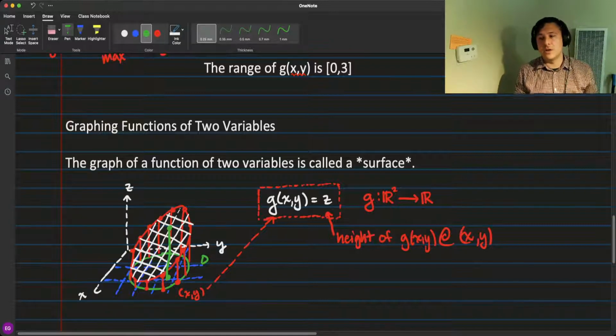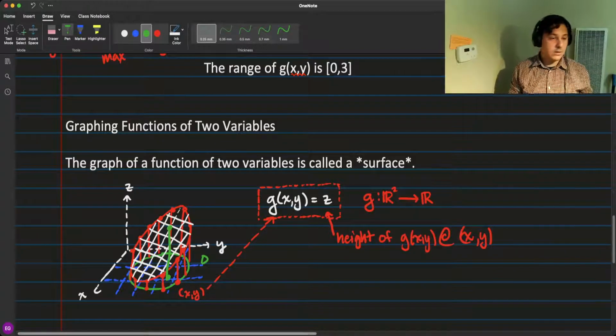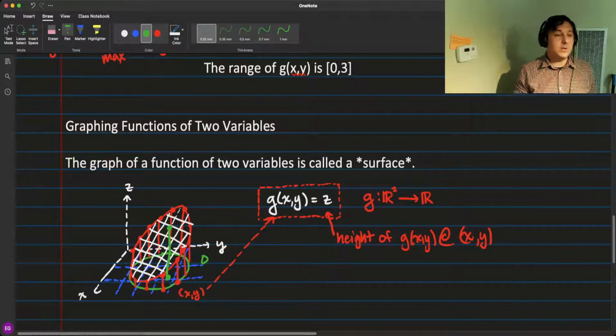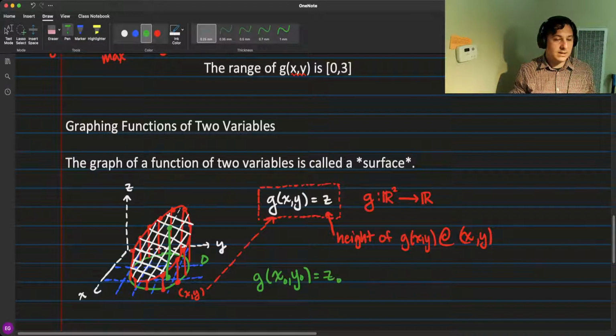That's just how it's drawn here. It might not always be a slice. Yeah, so what you do is you choose some point, x naught, y naught, and then you plug that x naught, y naught into g. That will give you some z naught.